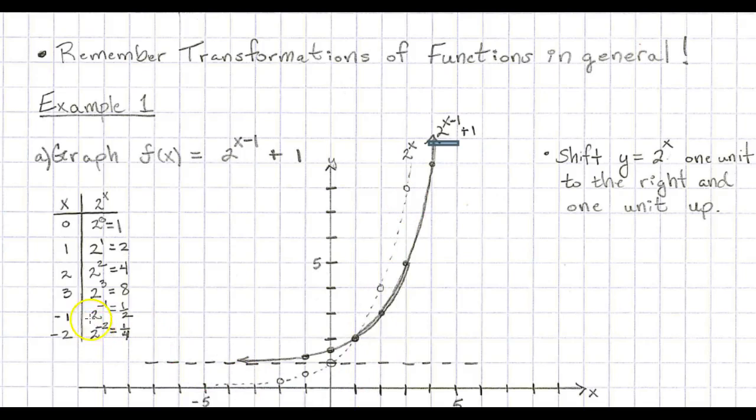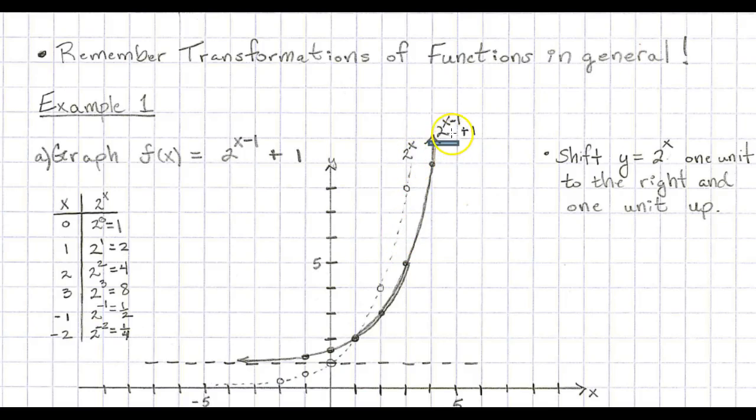When x is minus 1, 2 to the minus 1 is 1 over 2 to the 1, or 1/2. That's right here. x is minus 1, y is a half. When x is minus 2, it's 2 to the minus 2, or 1 over 2 squared, which is 1/4. So right here, when x is minus 2. And then I know the basic shape, so I can draw in this dotted line to go through these open circles, and that's 2 to the x.